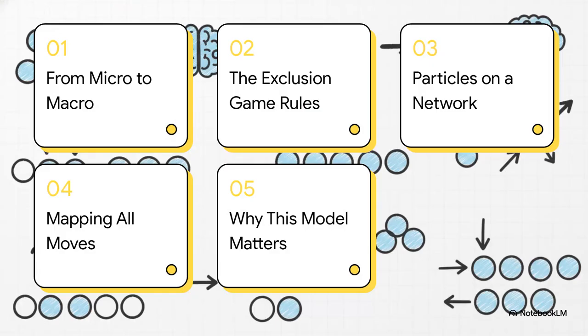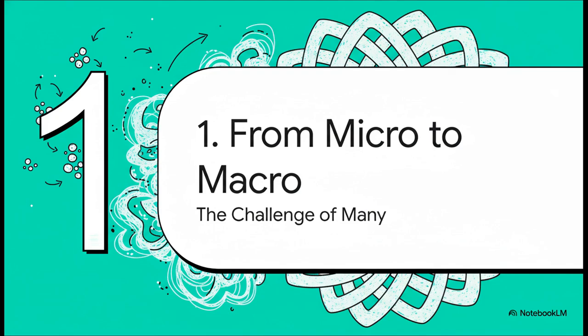All right, here's our game plan. First, we'll connect the tiny world to the big one, from micro to macro. Then, we'll get into the rules of what I like to call the exclusion game. After that, we'll see where this game is played, we'll map out literally every possible move, and finally, we'll see why any of this actually matters. Okay, section 1, from micro to macro.